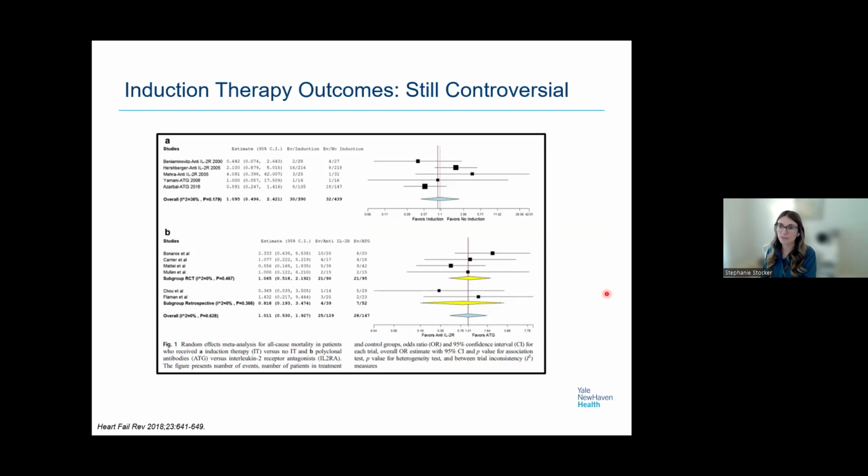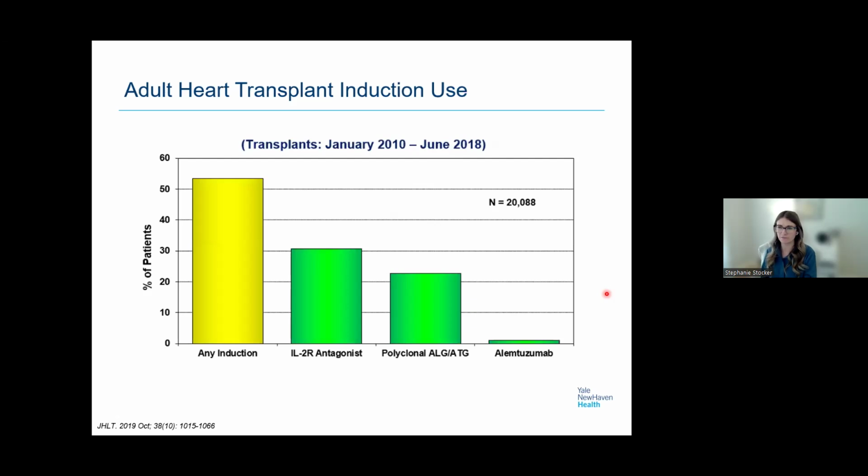And really with induction therapy, this is still a very controversial area in heart transplant. What we have up on the screen is a meta-analysis of 8 randomized control trials and 3 observational trials that suggest that there's lower rates of moderate to severe rejection when using induction, but there were higher rates of malignancy, and there didn't seem to be a mortality benefit. There have been some registry studies that have suggested there may be a mortality benefit, but this is definitely still a controversial area, and practice is very different from center to center.